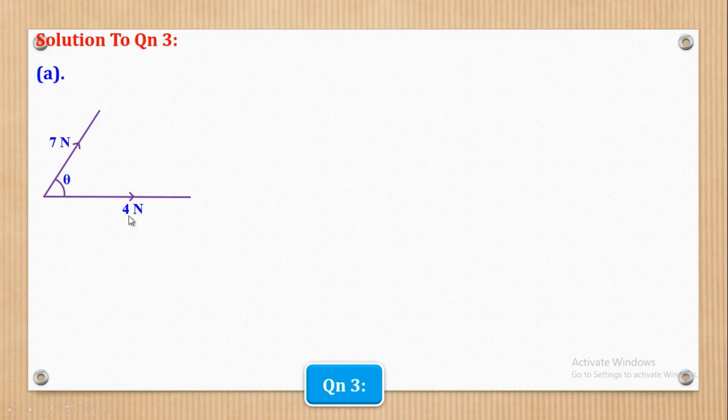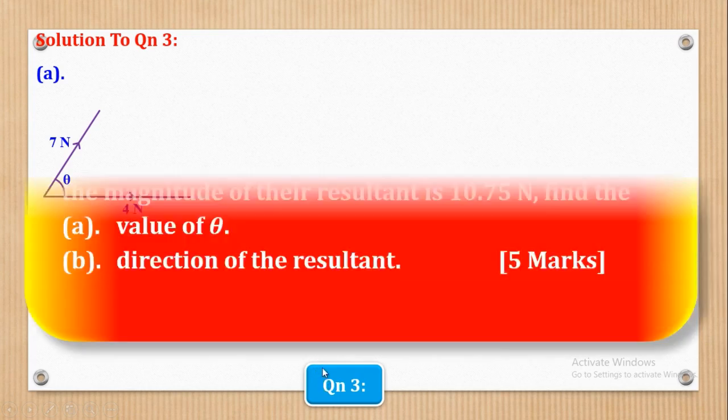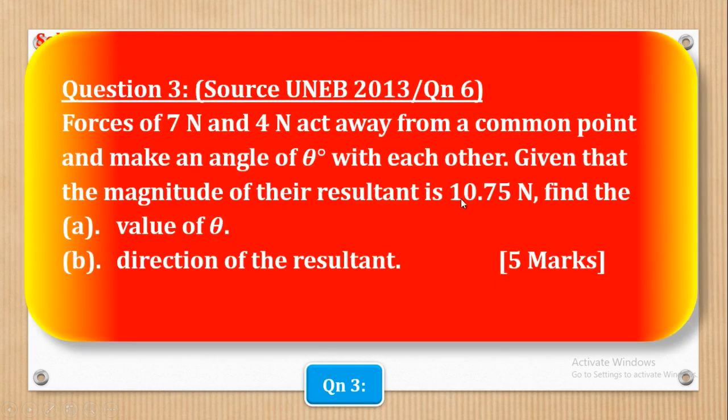So I think you can see this is 4 Newton, this is 7 Newton, and the angle between them is theta, and they're both acting away from a common point. Now they told us that the magnitude of the resultant is 10.75 newtons, and they want you to find the value of theta.